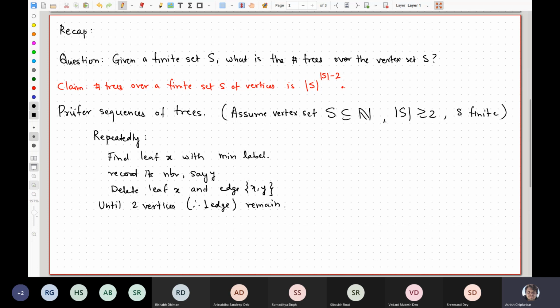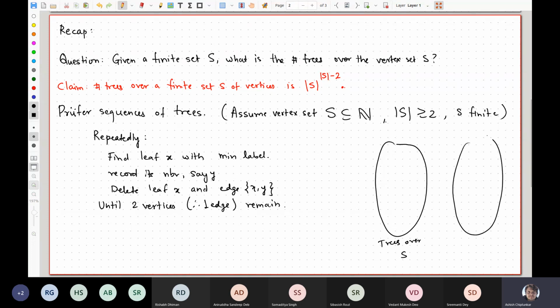So why did we at all define the Prüfer sequence? If you recall, the idea was you have, let's say, trees over S, and you have another set of sequences over S of length size of S minus 2, right? And then we were hoping to show that there is a bijection between them. The size of this set, the number of elements of this set is obviously n to the n minus 2, or rather size of S to the size of S minus 2.